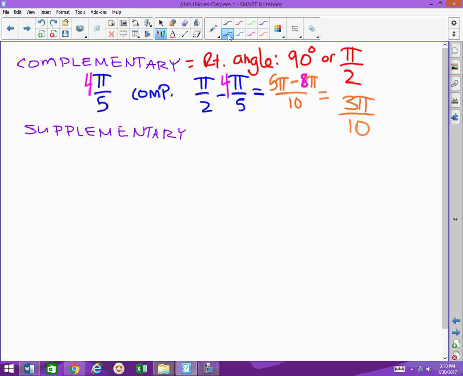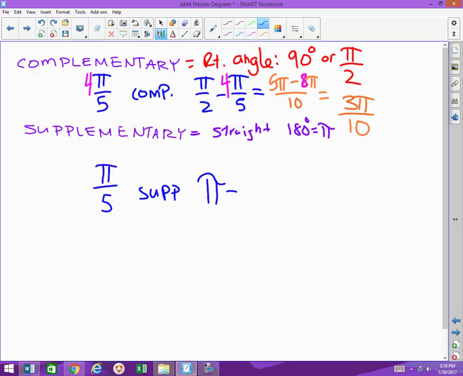Supplementary angles, they equal a straight angle, or 180 degrees, which is pi. So if we have pi over 5, we would have to find the supplement. You would take pi minus pi over 5. Well, getting common denominator again, this time it's 5 pi over 5. So 5 pi over 5 minus pi over 5 is 4 pi over 5.